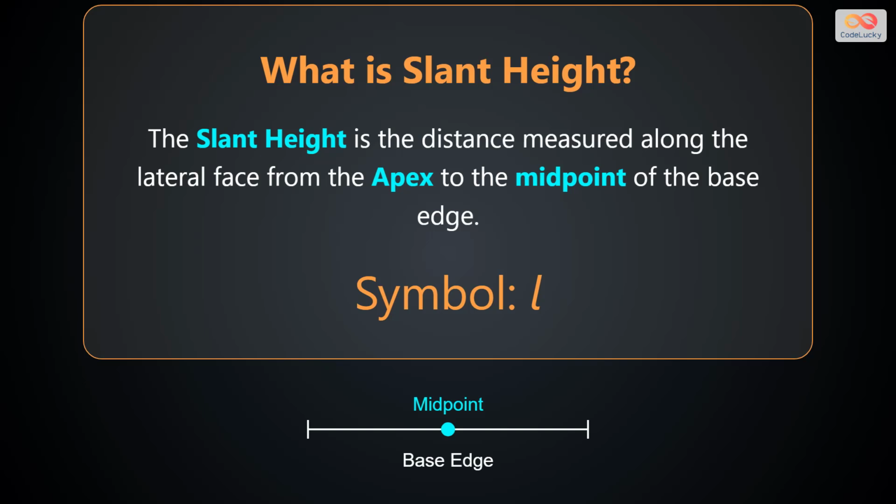So, what exactly is slant height? It is the straight line distance measured along the slanted lateral face. It starts at the apex and goes directly down to the midpoint of the base edge. In formulas, we usually represent this with the letter L.